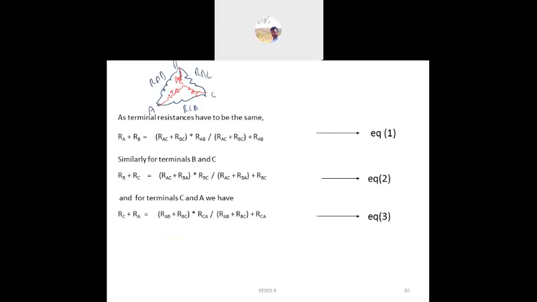If I want to find this RA, from this term RA and B, both are connected. So RA plus RB is equal to RA plus RBC, which is parallel to the RAB. That is what we are taking, RAB. For this we get the equations. So terminals A and B, we get this equation. Similarly for B and C terminals, we get RB plus RC equal to this. Next for the terminals C and A, this is the equation.